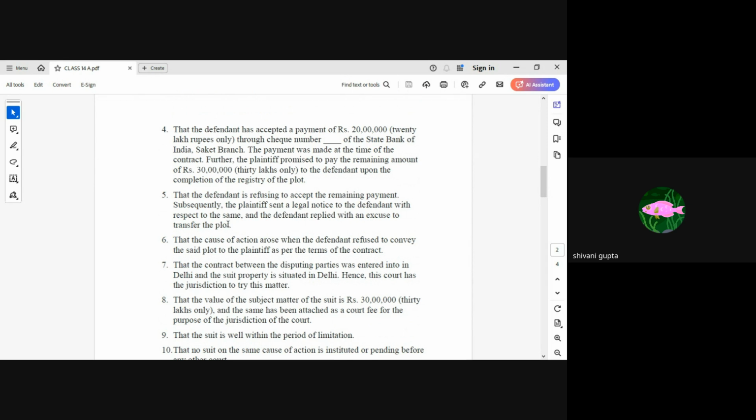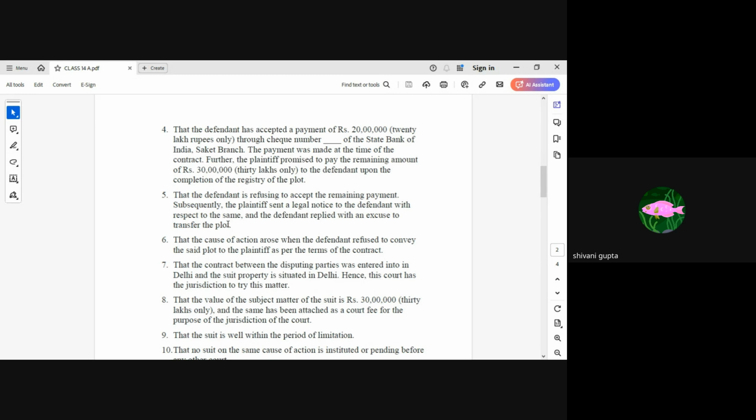Now, Anmol, you were asking what the cause of action is. Read point number 6. Point number 6 says the cause of action arose when the defendant refused to convey the said plot to the plaintiff as per the terms of the contract. If someone refuses, then you will be damaged, you will be harmed, then you will approach the court. The date and time when you feel the harm happen to you is when the cause of action arises. So this is when the harm or damage is caused. This is in the case of a contract matter, so we are discussing it here.